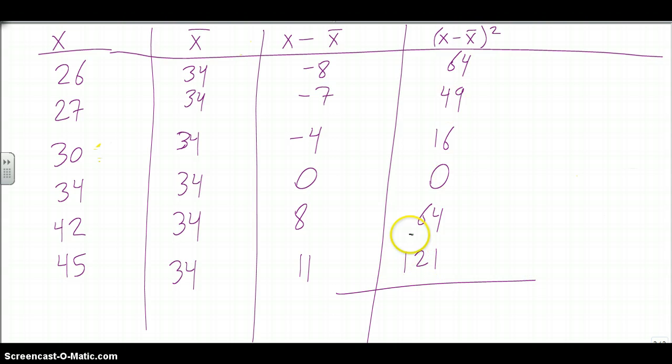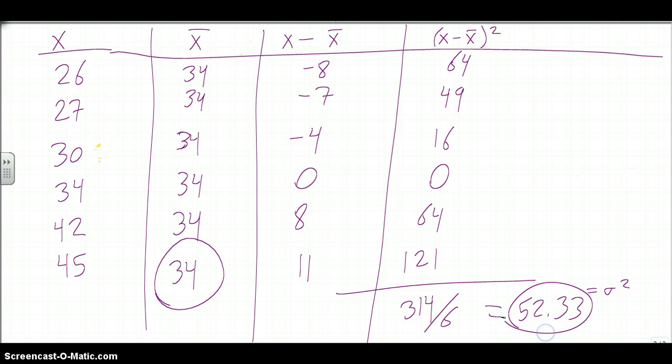And basically, you're going to find the average of these numbers on the far end. You're going to add them all up. You get 314. And you're going to divide by the number of numbers, which was 6. And that'll get you your variance, which is 52.33. That's your variance. We already have the mean.